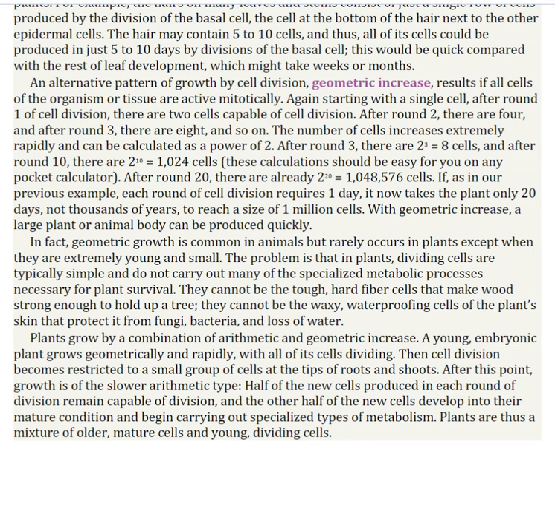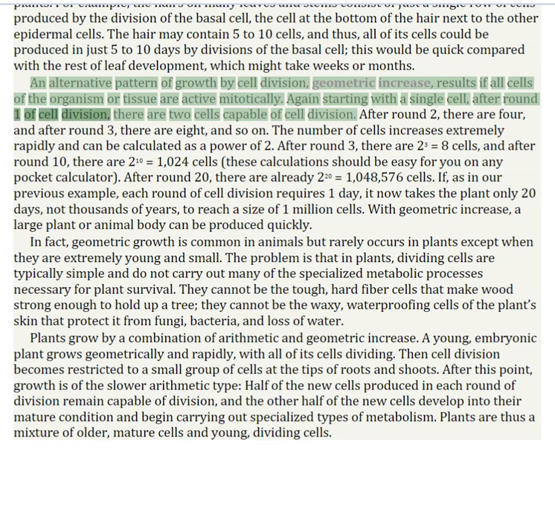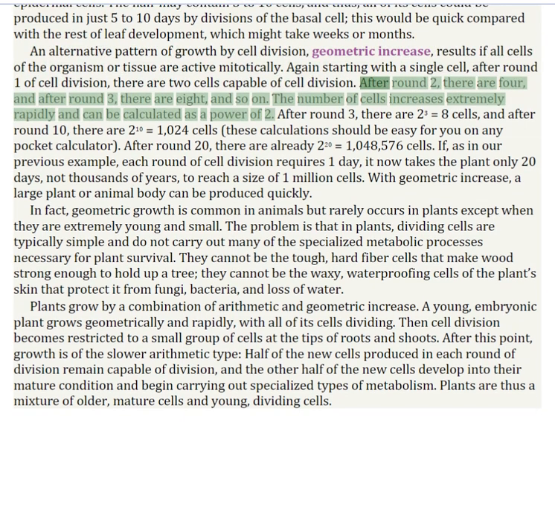An alternative pattern of growth by cell division, geometric increase, results if all cells of the organism or tissue are active mitotically. Again, starting with a single cell, after round 1 of cell division, there are 2 cells capable of cell division. After round 2, there are 4, and after round 3, there are 8, and so on. The number of cells increases extremely rapidly and can be calculated as a power of 2.